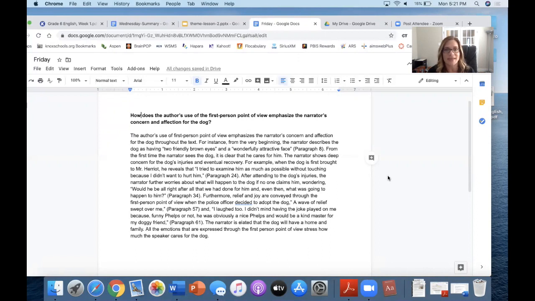So again, you probably don't have one that looks exactly like this, but that's okay. We just want to make sure that we're combining all those elements, that you're answering the prompt, restating your answer in that first sentence, supplying text evidence to support your answer, and explaining that evidence. So even if you didn't pick the same evidence that I did in this paragraph, still make sure that you're connecting it back to how that first person point of view emphasizes the narrator's concern and affection for the dog. You could pick a lot of different ones. These are just a few. There's evidence throughout the text to answer this question.